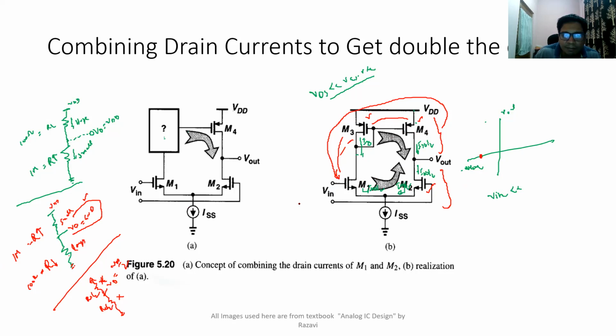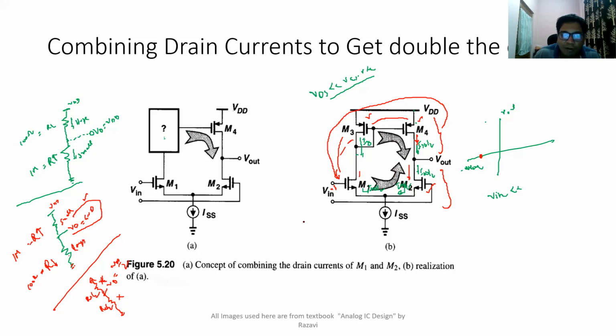When both of them are the same, let us say V in is VDD by 2 and here I apply the same bias voltage VDD by 2, what will happen? The same current will be drawn by this transistor and the same current will be produced by this transistor, which again through the current mirror will be produced here. So what is going to be the V out in that case?